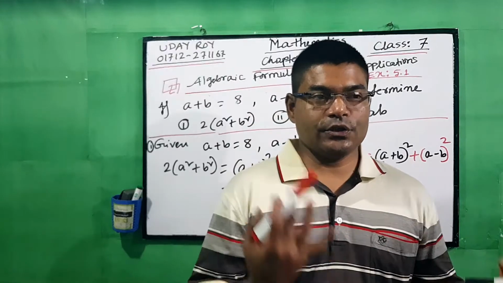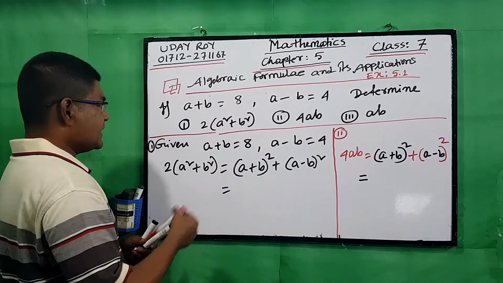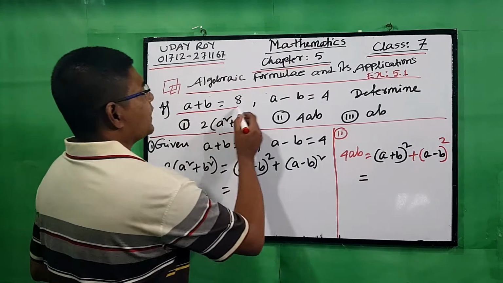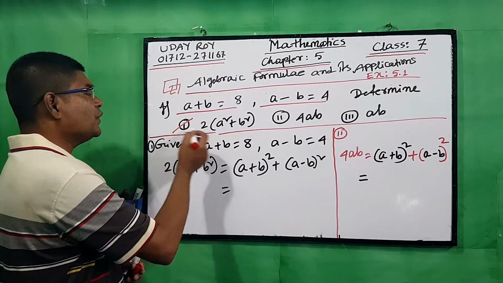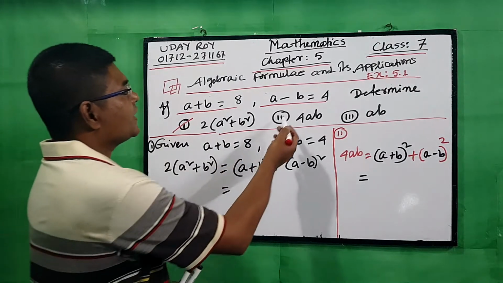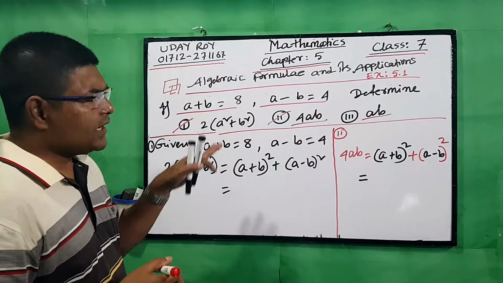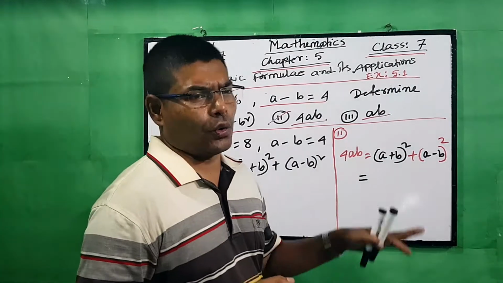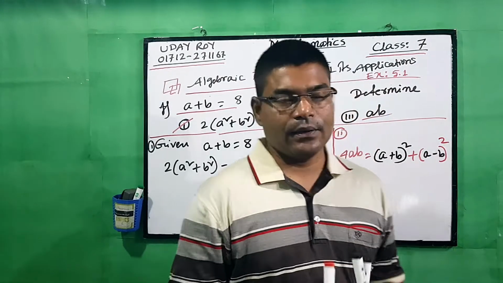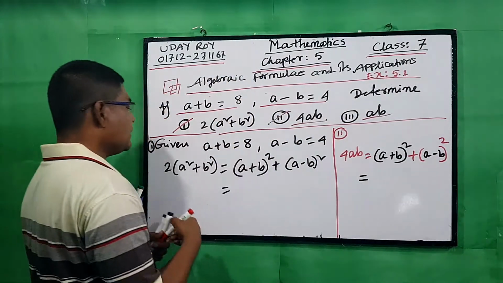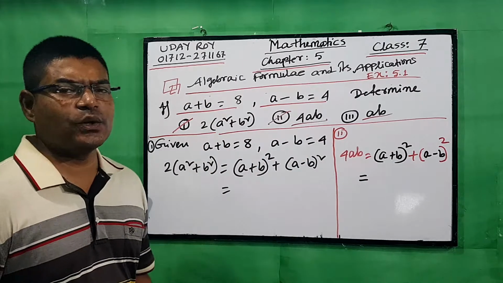Please come back. We will do a different type of maths. Please follow the board. Here a plus b equal to 8, a minus b equal to 4. Determine 2 into a square plus b square, then 4ab equal to what? All are related to your corollary. So be careful. The given part is a plus b equal 8, a minus b equal 4. Easily we can do the maths.